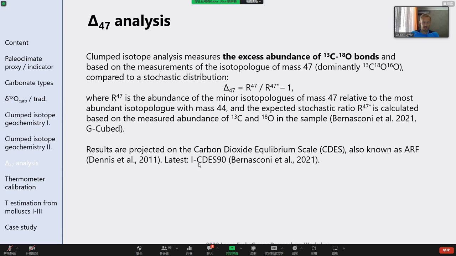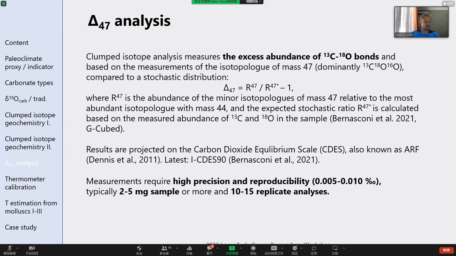So that's important. And the latest carbon dioxide equilibrium scale is the so-called Intercarb-C-90 scale published by Bernasconi, because it is now widespread to use different carbonate reference materials to provide standardization and normalization for the measured results of the different laboratories.